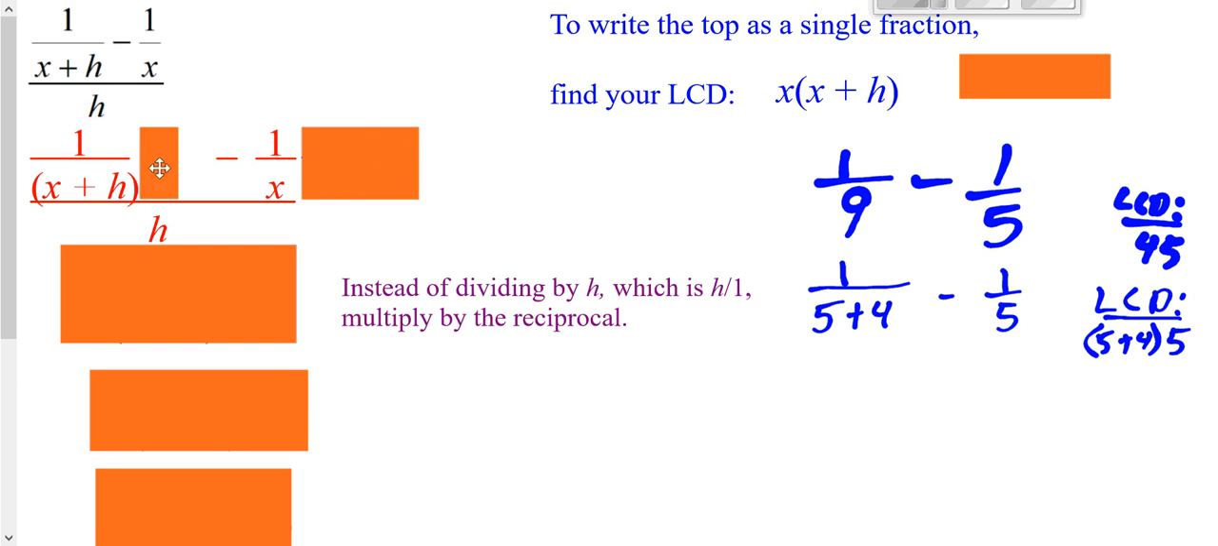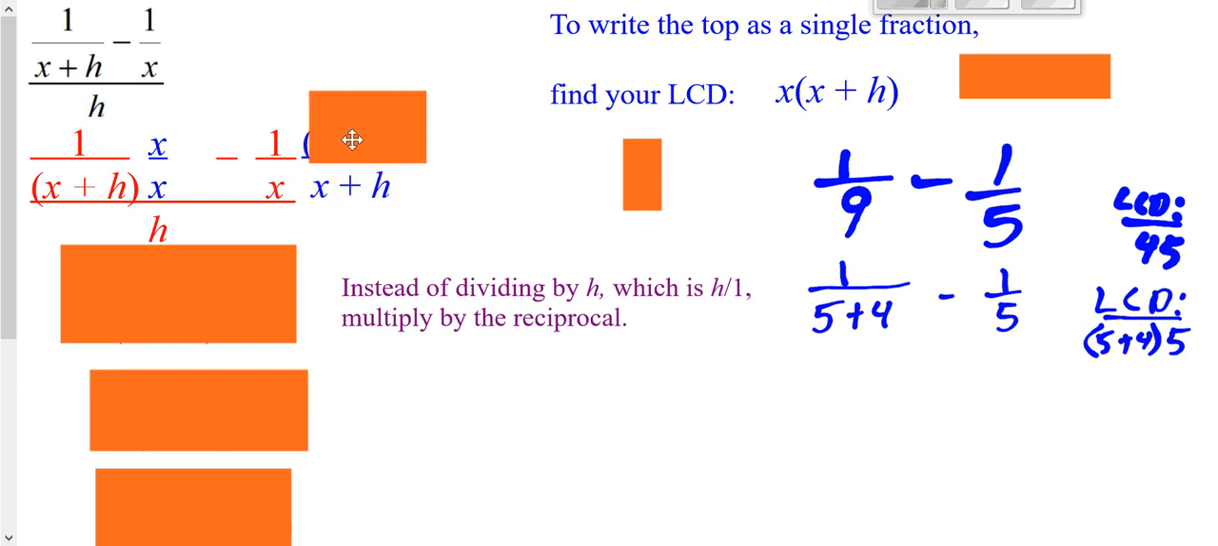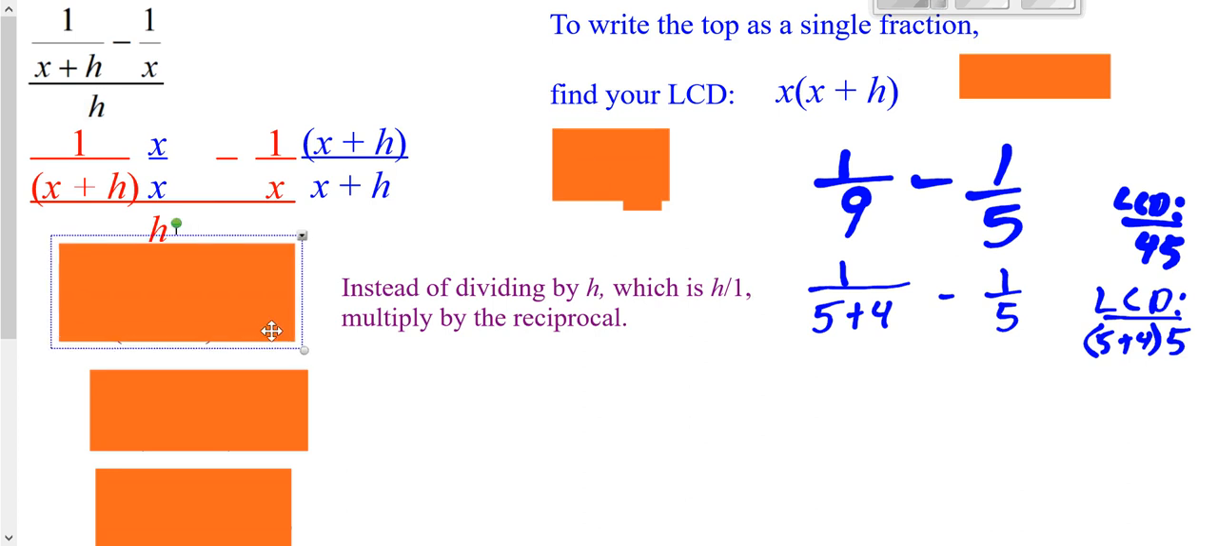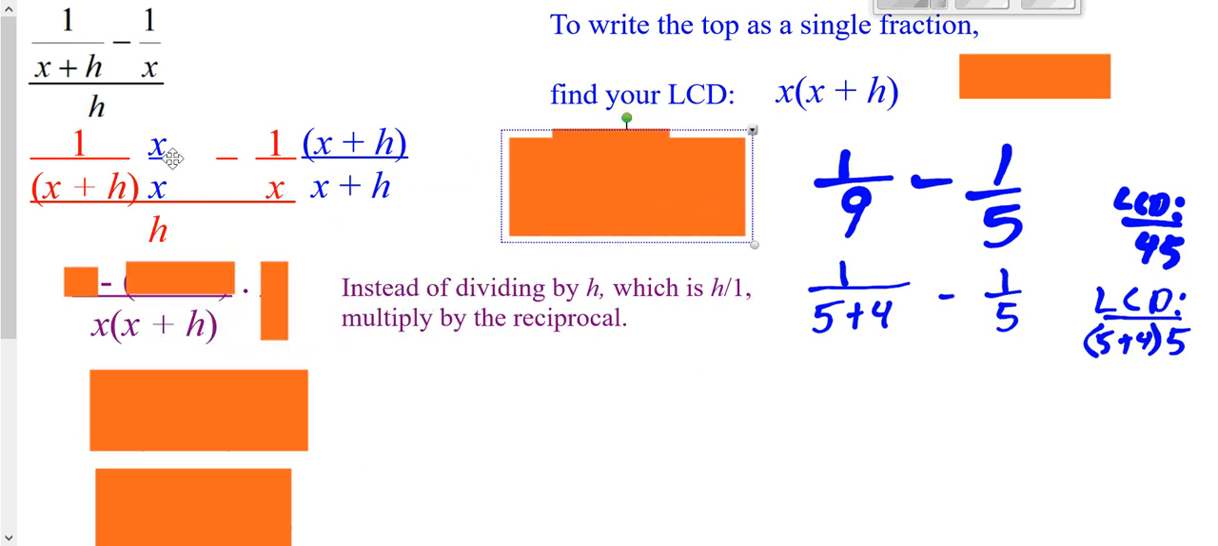So our first fraction just needs another x to get our common denominator. So if we multiply the bottom by x, you got to multiply the top by x. For your second fraction here, it needs an x plus h on the bottom. Well, if you multiply the bottom by x plus h, you got to multiply the top by x plus h. So now we can go ahead and write this as one fraction. So we'd have 1 times x. We would have negative 1 times this.